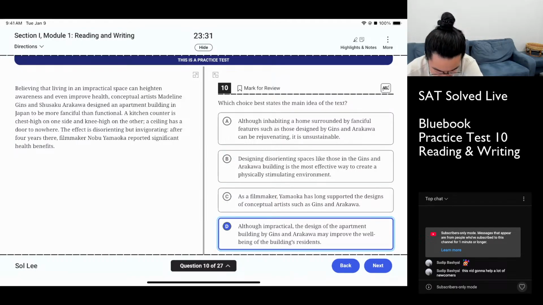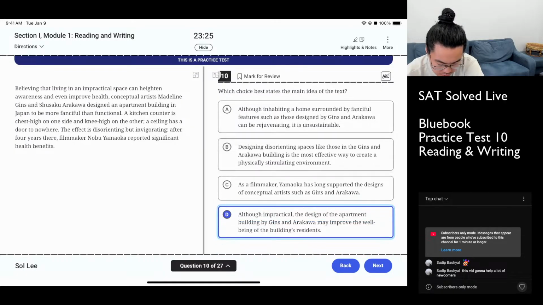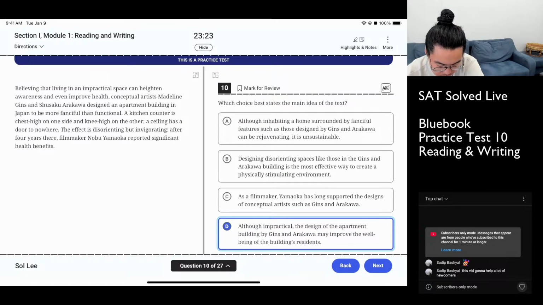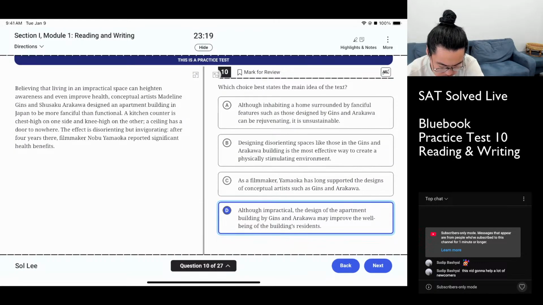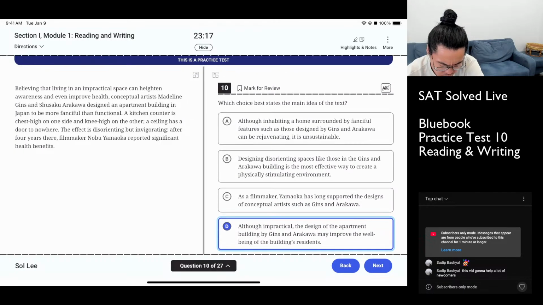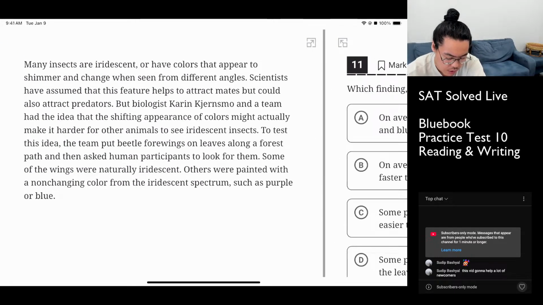The design of the apartment building. Okay, D seems correct. I'm going to double check A and B because D matches up with what I was thinking. No, that's the wrong subject. Designing disorienting spaces. Most effective is a comparison that doesn't exist, so it's D. Okay. 11, here we go.